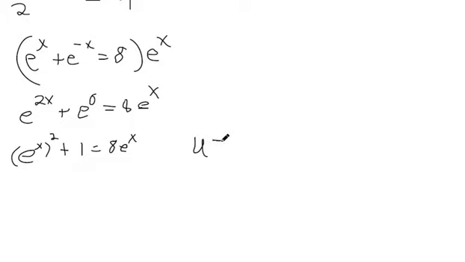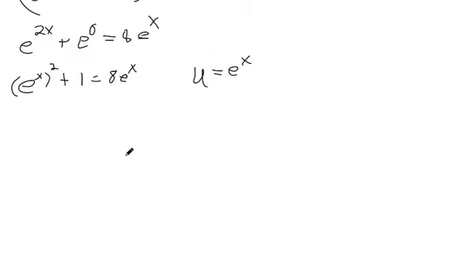So we can make a quadratic equation out of it using this substitution. We'll let u be e to the x. We're going to come back to that substitution to help us finish solving. But what that does is it lets us replace this e to the x with u, and this e to the x with u. And now we can solve for u.